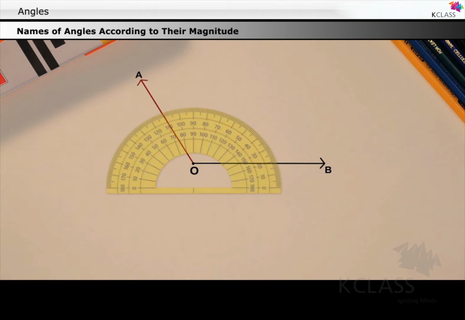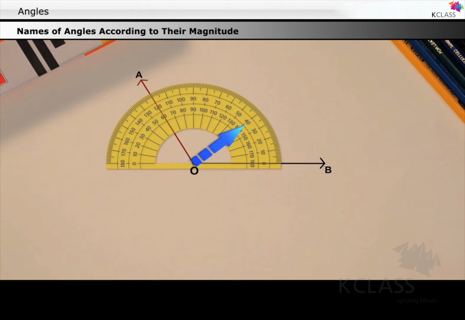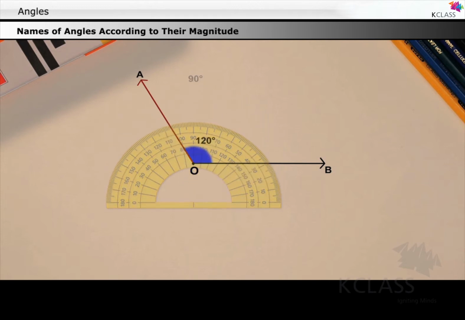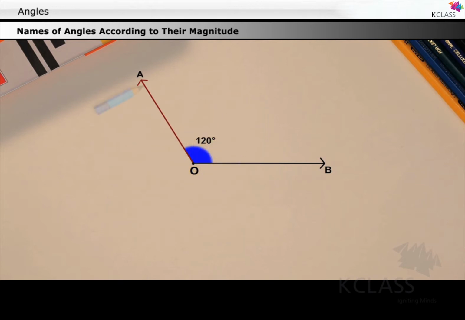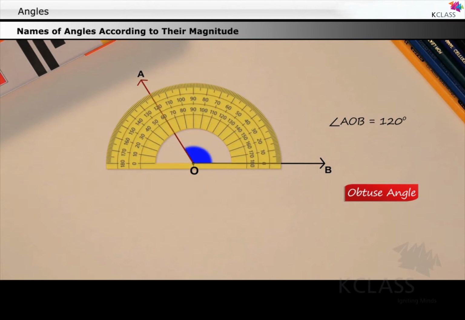Now check this out. The protractor reads 120 degrees, beyond 90 degrees. An angle more than 90 degrees but less than 180 degrees is an obtuse angle. Here angle AOB is equal to 120 degrees and so it is an obtuse angle. Take a look at this. All these are obtuse angles.